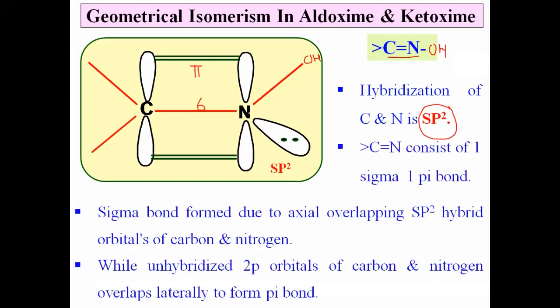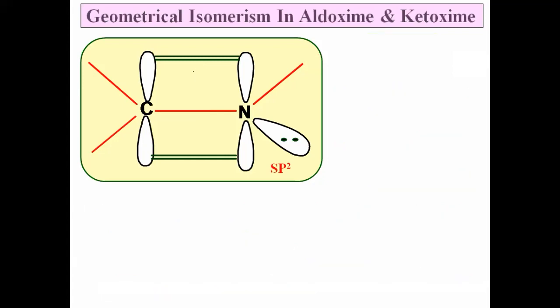How is the sigma bond formed? Due to axial overlapping. How is the pi bond formed? Due to sidewise overlapping, due to lateral overlapping. There is a formation of a pi bond, and thus in between carbon and nitrogen there is one sigma and one pi bond. Due to this situation, rotation about the carbon double bond nitrogen is not possible, and therefore the positions of atoms or groups around the carbon and nitrogen remain fixed.